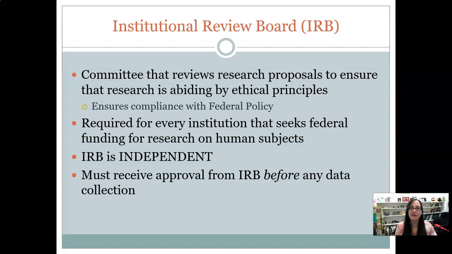So IRBs are super important, due before any research is conducted or any data is collected at all. And that's how we ensure ethical research is being done.